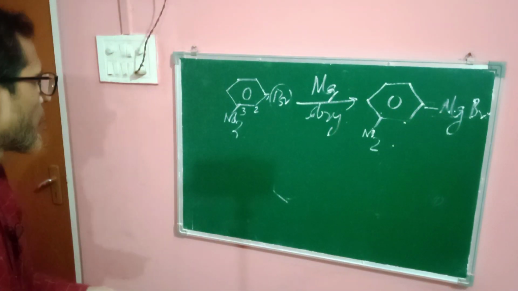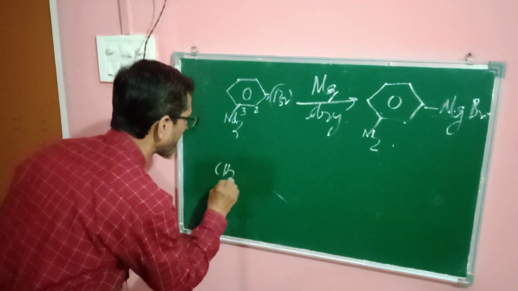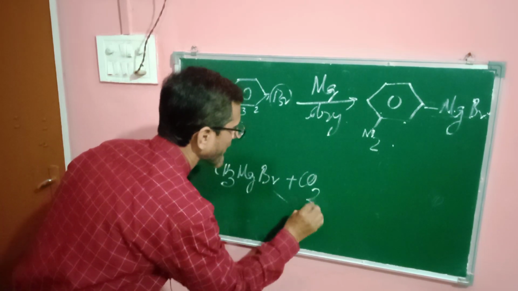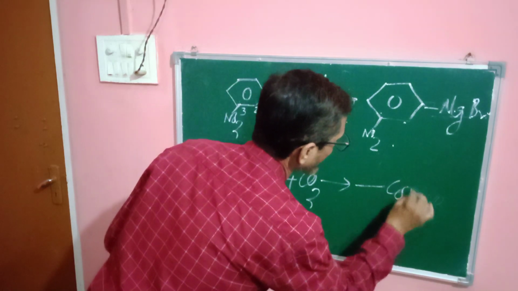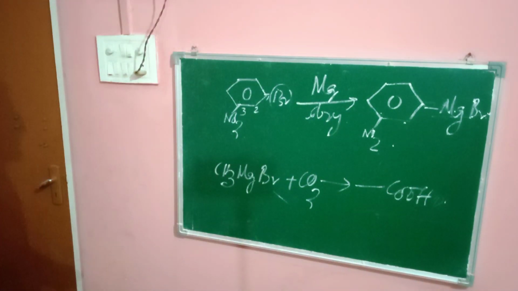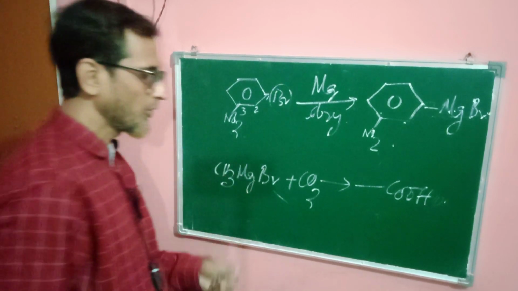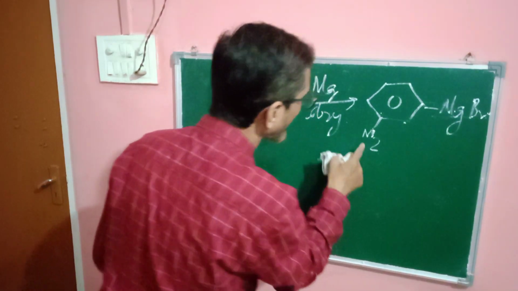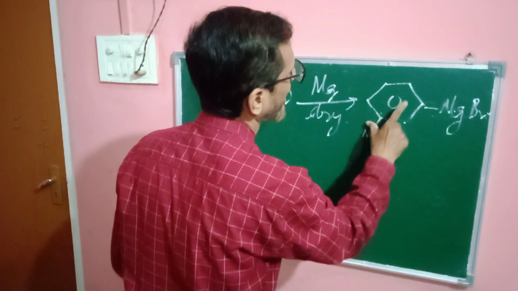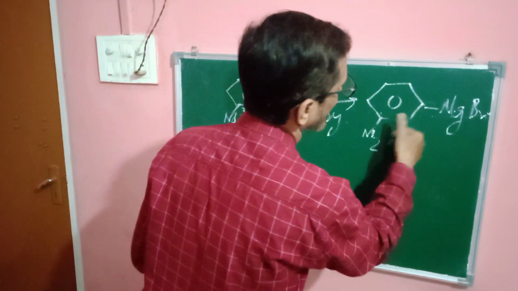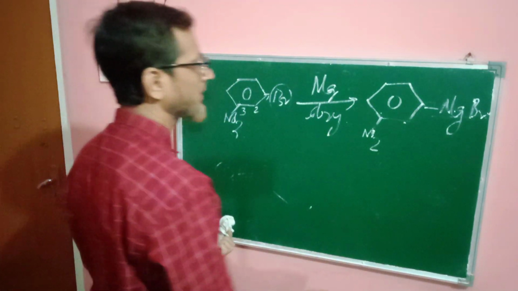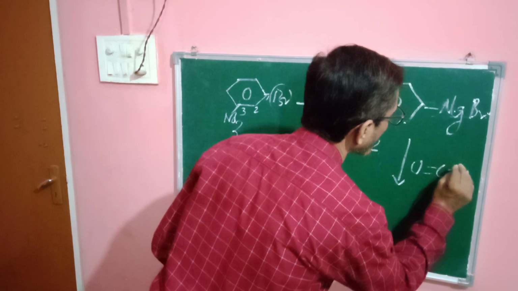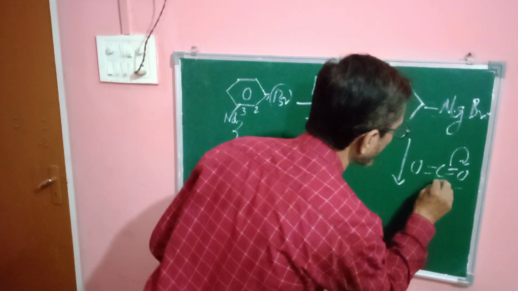In my last class, I told you, you recall it, RMgX plus carbon dioxide gives you carboxylic acid. If you can't recall it, once again I will show you how it comes. So when you get the Grignard reagent, RMgX, in place of R it is phenyl. That MgX, it is the Grignard reagent. So in this Grignard reagent, we will use carbon dioxide. So this is partially minus and this is partially plus.